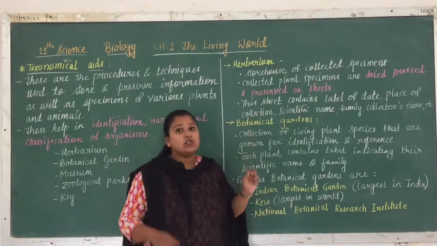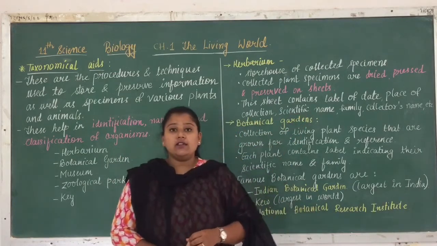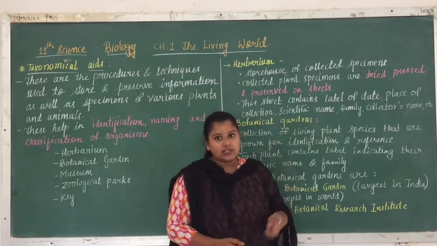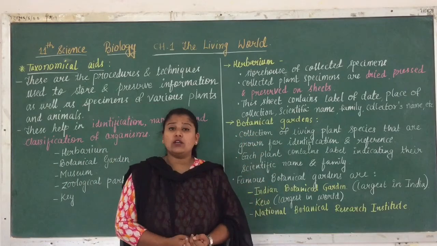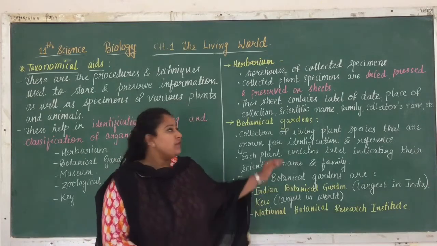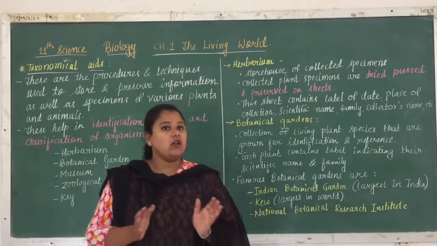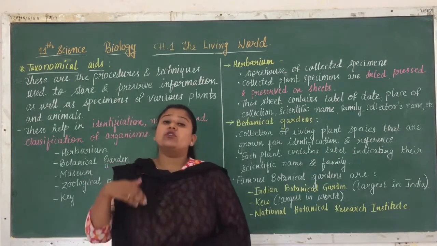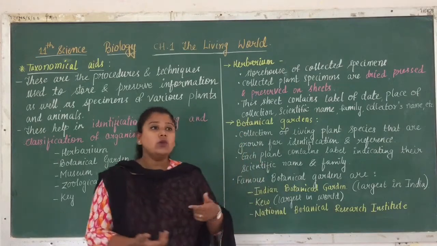This herbarium sheet also contains a few pieces of information, and those are the label of date, that is on which date it was produced or formed. The second is the place of collection, that on which place it was collected. The third is its scientific name, that what exactly the scientific name of that particular plant is. Why is the scientific name written? So that if anyone comes from anywhere in the world, they might not know the common name of that particular plant, right? But the scientific name is common to all, it's common for the whole world, right?